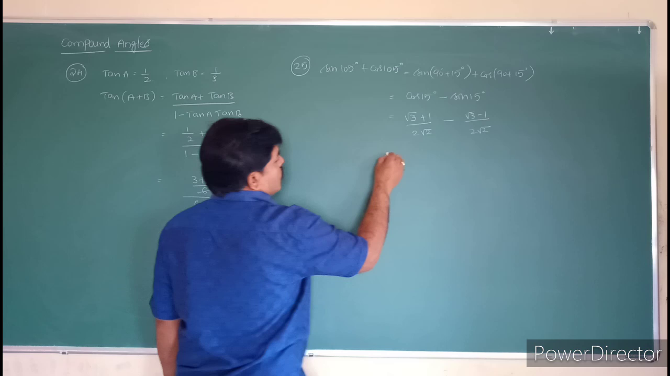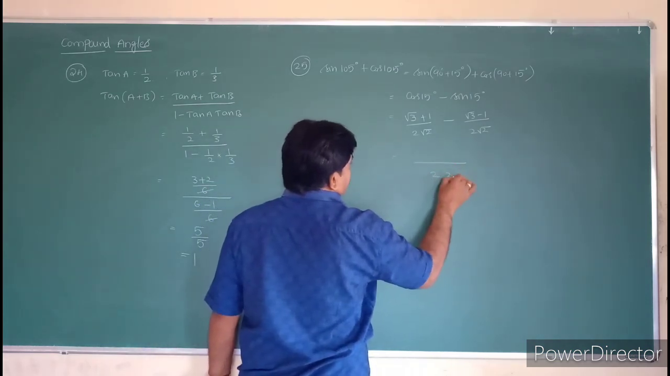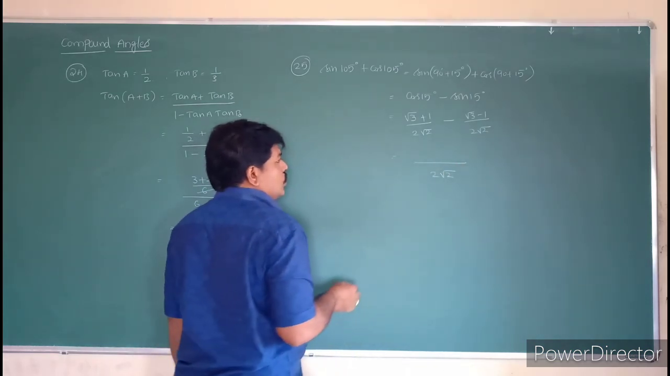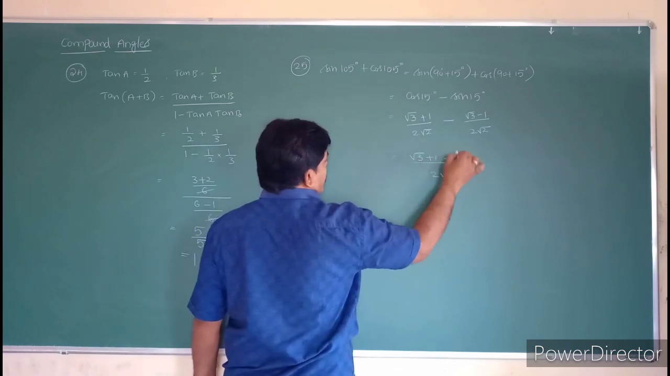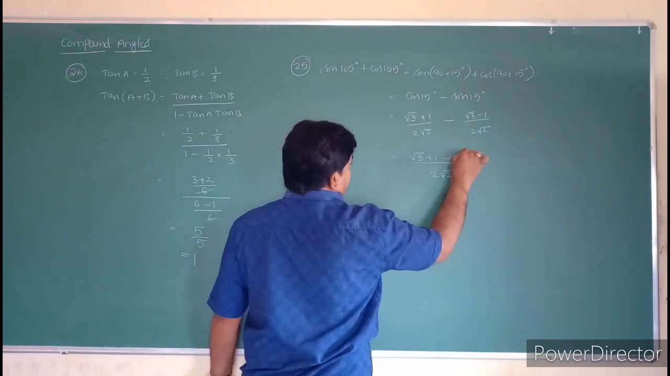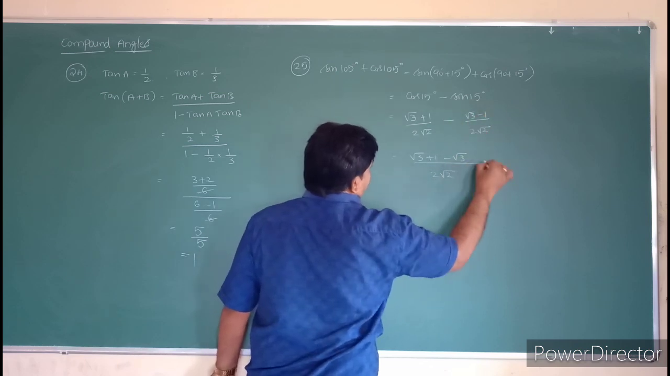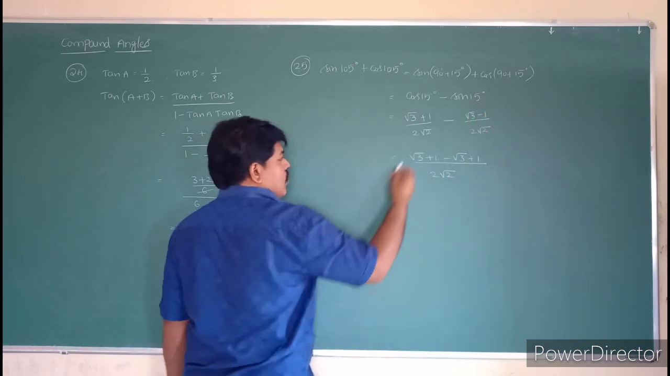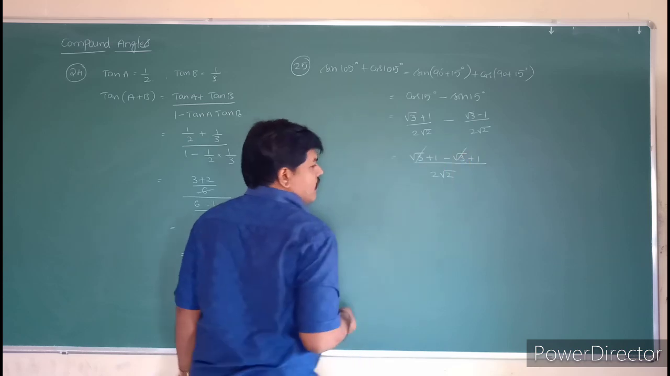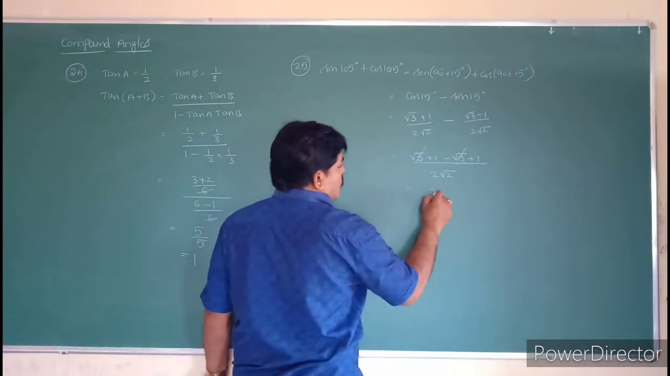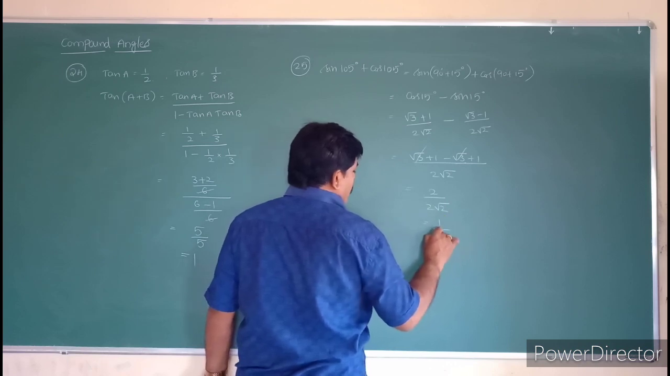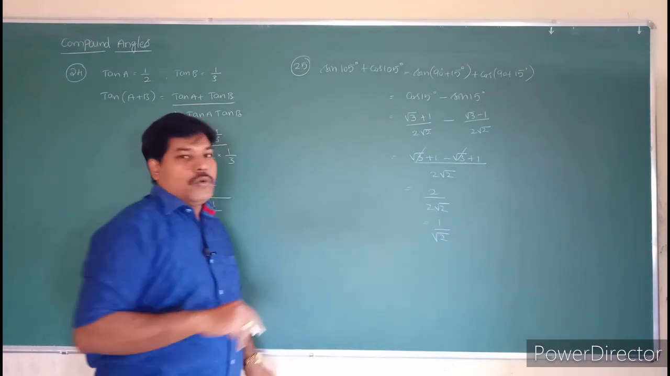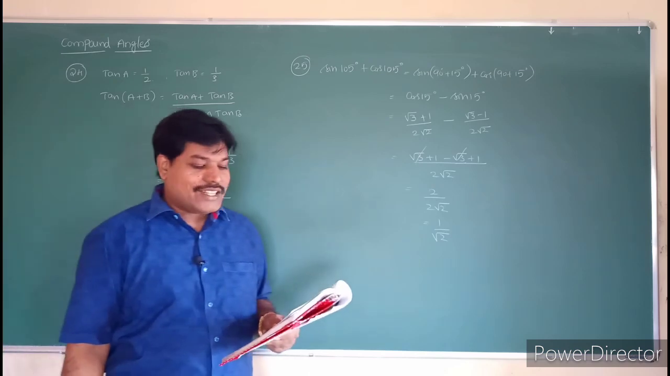Take the LCM 2 root 2. The numerator will become root 3 plus 1, minus, apply the minus, minus root 3 minus of minus 1, it will become plus 1. So what happens, students? Root 3 and minus root 3 will cancel, and 1 plus 1 is 2, so 2 by 2 root 2. So the value will become 1 by root 2. So see that question, students.